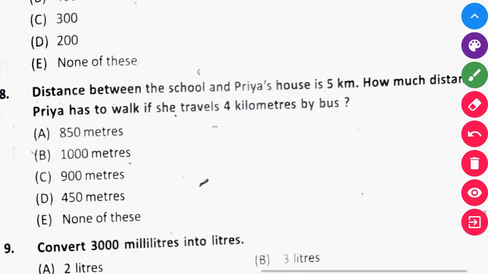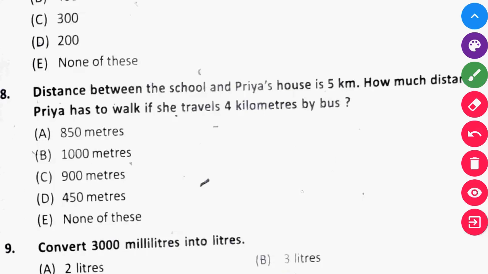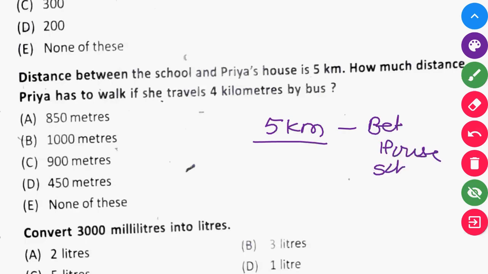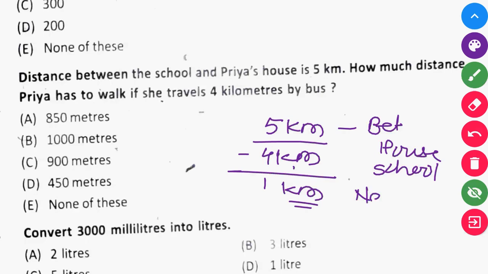Now the distance between school and Priya's house is 5 kilometers. How much distance does Priya have to walk if she travels 4 kilometers by bus? Now 5 kilometers is the total distance between house and school. 4 kilometers will be traveled by bus. The unit is the same, so we just subtract. So she needs to walk 1 kilometer.